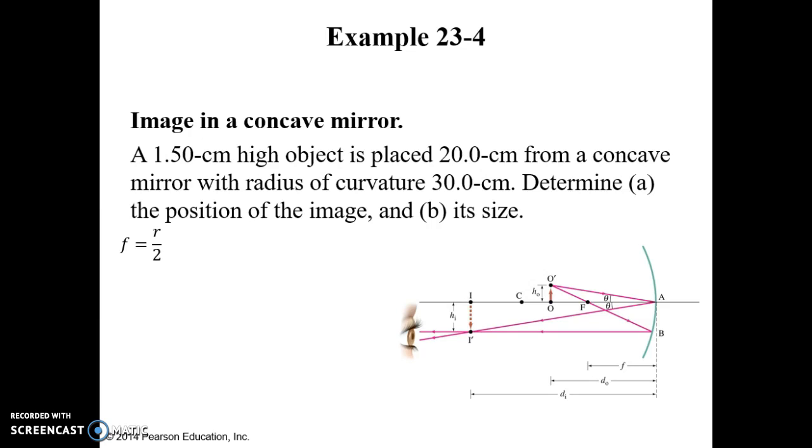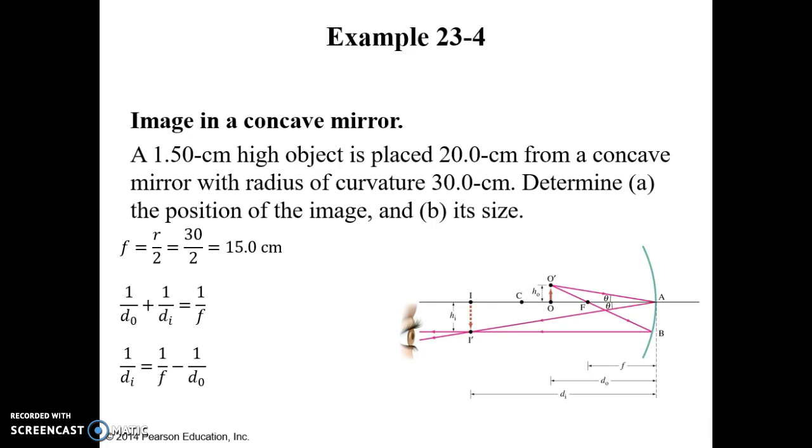The first step is to find the focal length by dividing the radius by 2. With the radius of curvature of 30 centimeters, the focal length is 15 centimeters. Next, we'll use the mirror equation to find the image distance. Rearrange this equation to solve for the image distance.